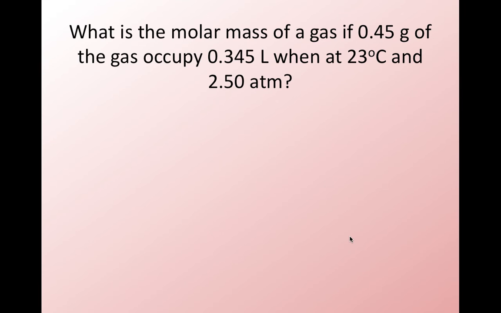So let's look at an example involving those. Let's say we want to find out what is the molar mass of a gas. You have 0.45 grams of gas occupying 3.45 liters when it's at 23 degrees Celsius and 2.50 atm. And if you feel like, oh, I think I got this down, you can go ahead and pause me and see if you can figure it out on your own, or just think about it for a moment before we get started. It's always good for you.